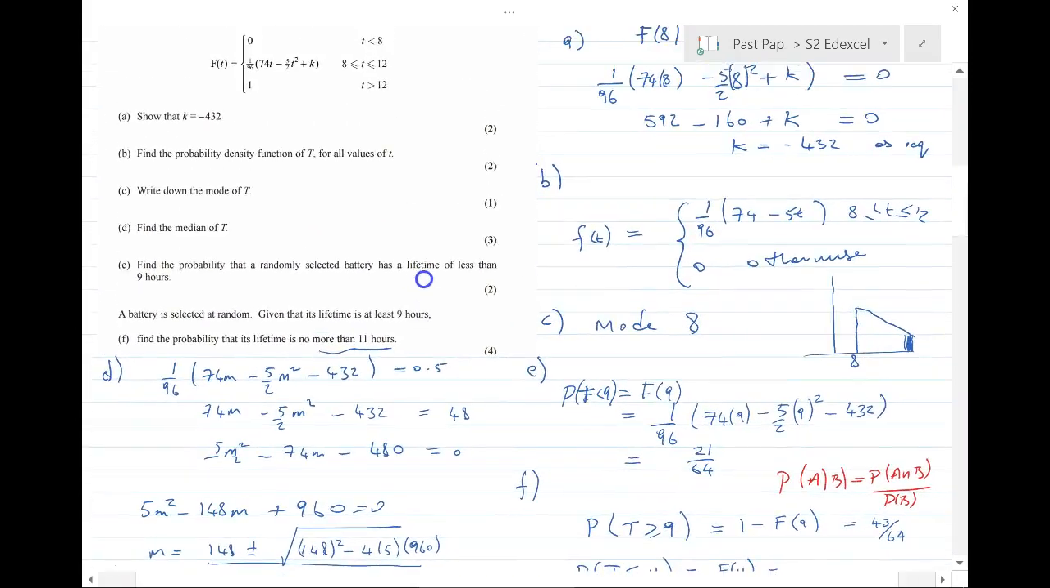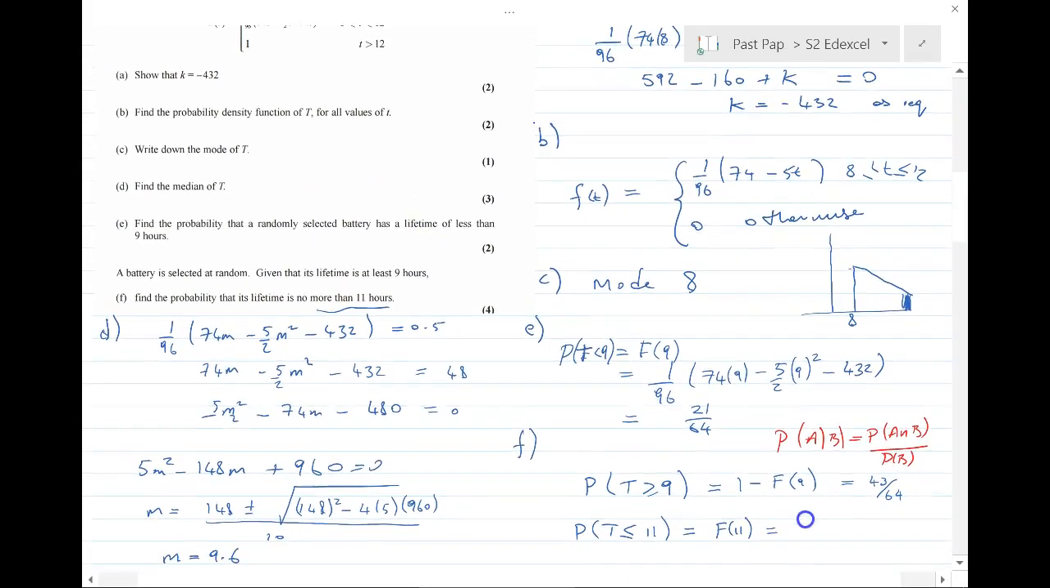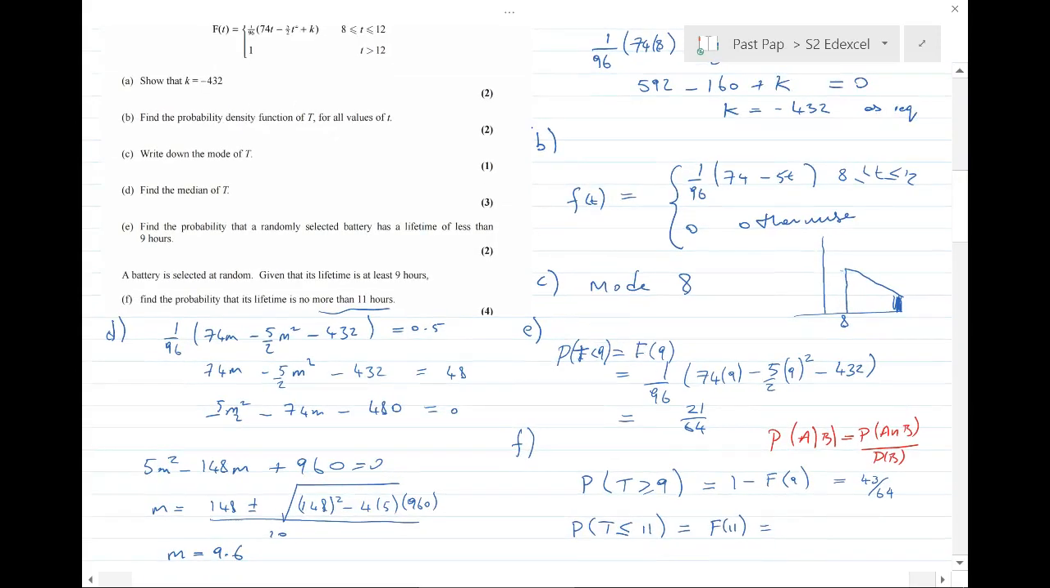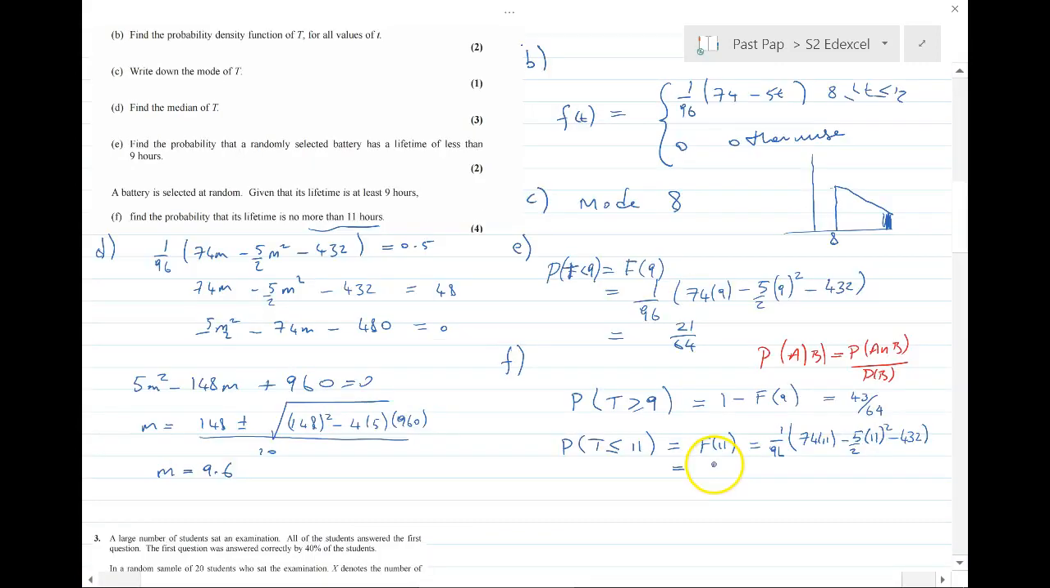So we need to put 11 back into our CDF. So that's 1 over 96 times 74 times 11, minus 5 over 2 times 11 squared, minus 432. And that comes to 53 out of 64. Okay, well, that's the probability of being less than 11 without any restriction whatsoever.